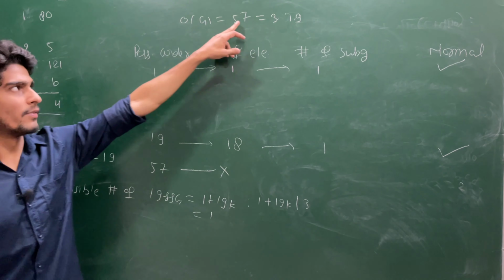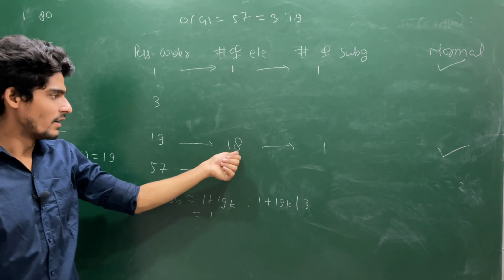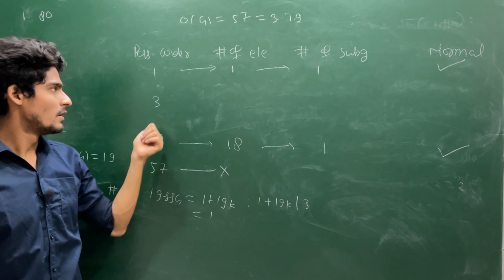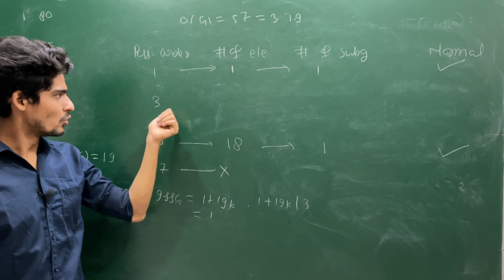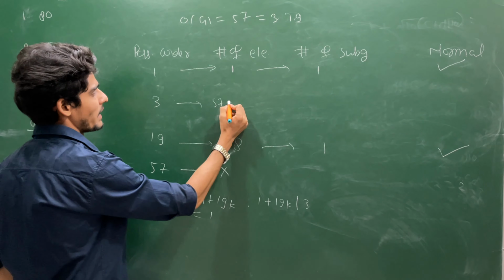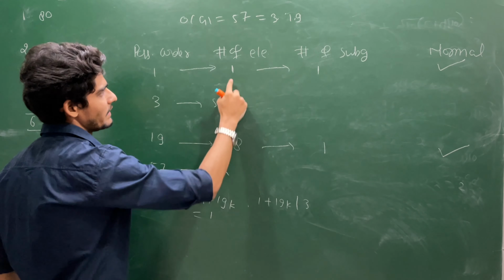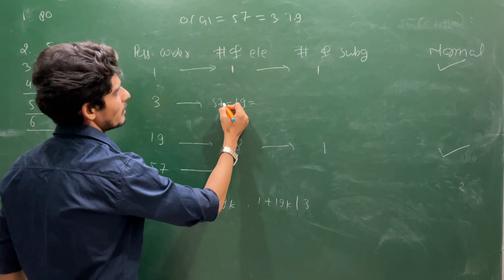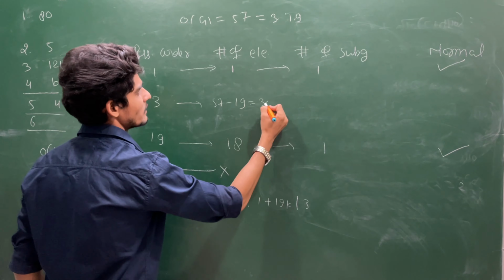Now you are having a total of 57 elements. You are having 18 elements of order 19, 1 element of order 1. So the remaining elements will be of order 3. So that will be 57 minus 18 plus 1. So you will be having 38, I guess.